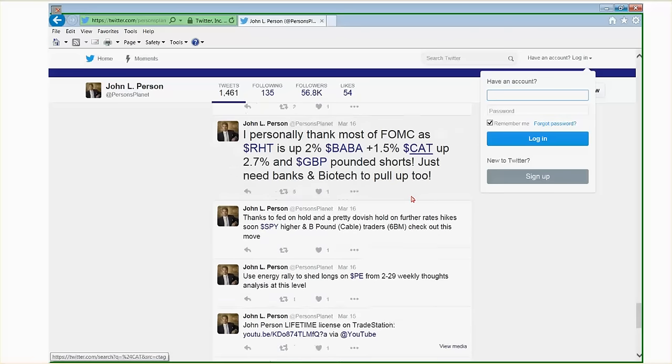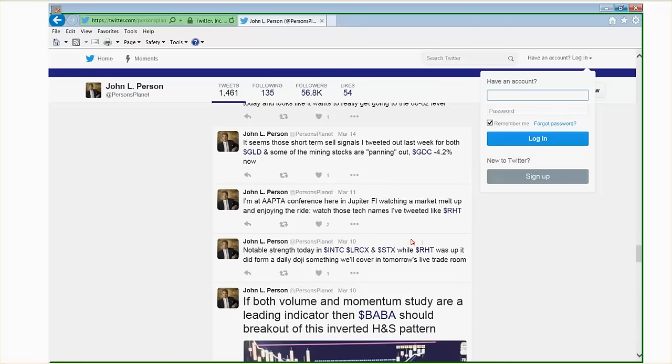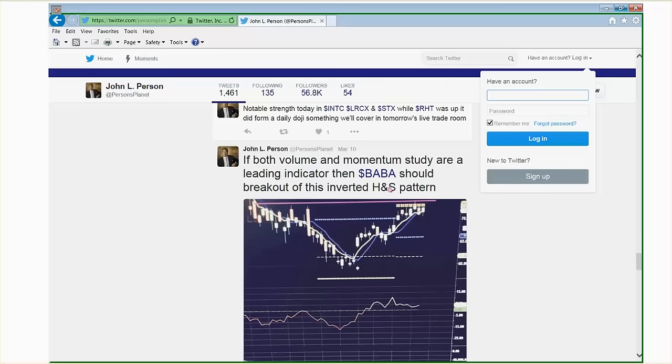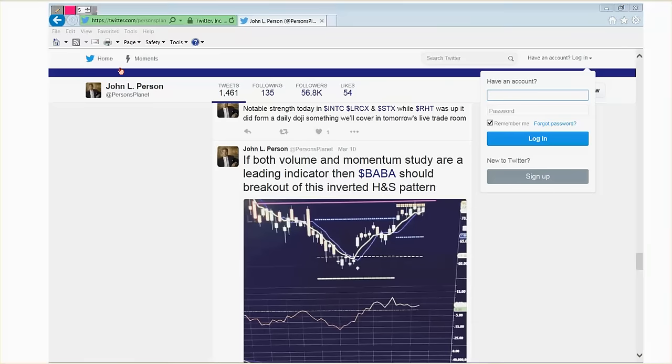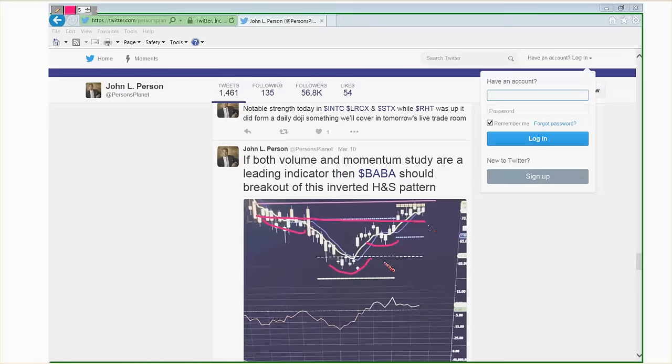Baba, Red Hat, Caterpillar, all of these names. In fact, this was a trade that we put out, and it had an incredible, you've got to admit, in hindsight, if you check this out, a nice inverted head and shoulders. We had the buy signal there, good symmetry, nice, excellent relative strength and volume, and we took that one right off and did really well.